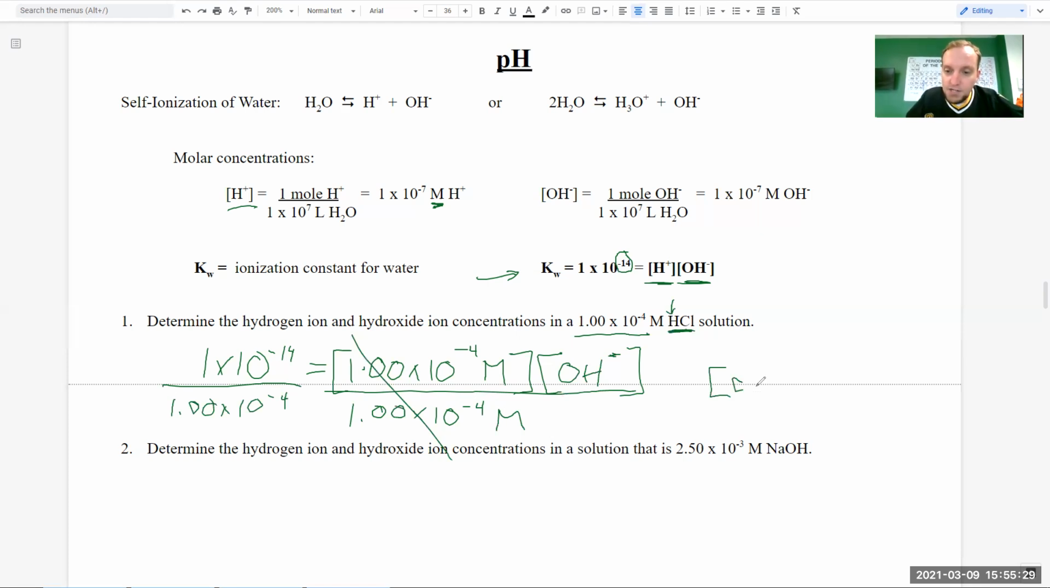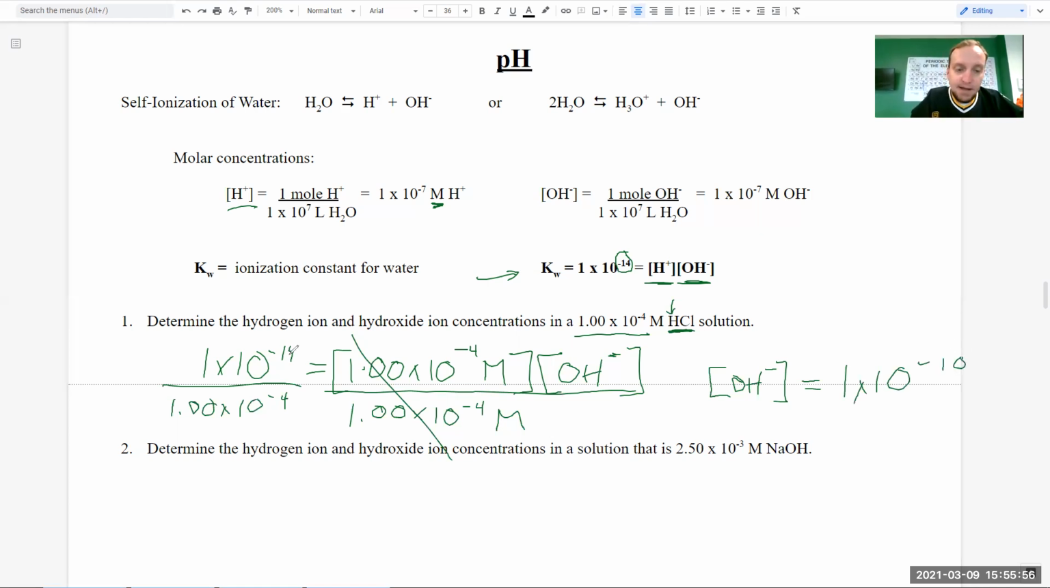Finally, my OH concentration is going to equal 1 times 10 to the negative 14 divided by 1.00 times 10 to the negative 4. So let me type that in: 1 second E negative 14 divided by 1 second E times 10 to the negative 4. And what I get is 1 times 10 to the negative 10.